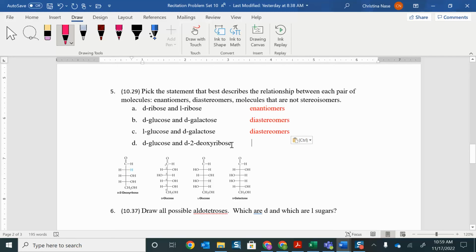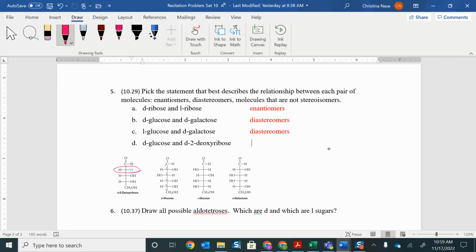And the last one, D-glucose and D-2-deoxyribose. So the deoxyribose part, what does that even mean? On carbon 2 here, we lost an OH. So ribose has OH, all 3 hydroxides going down here. Deoxy means I lost one of the oxygens. So that's what happened there. I no longer have an oxygen there.